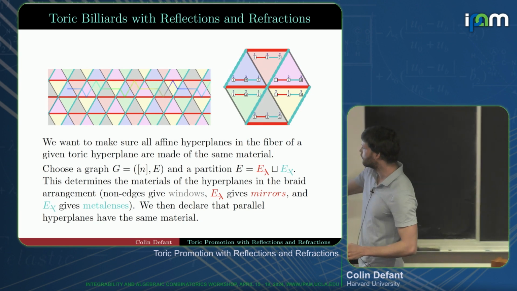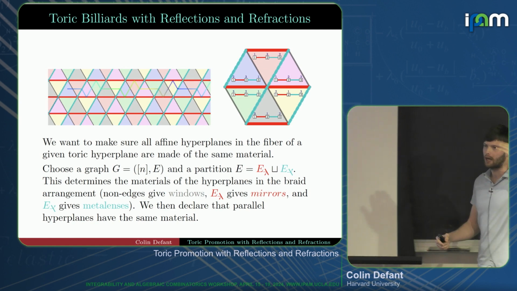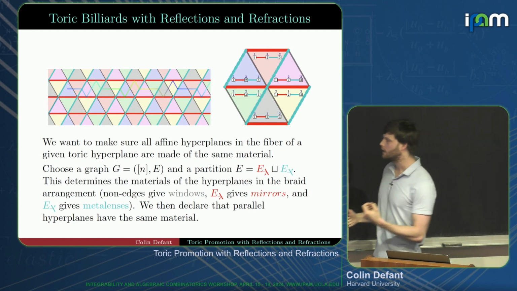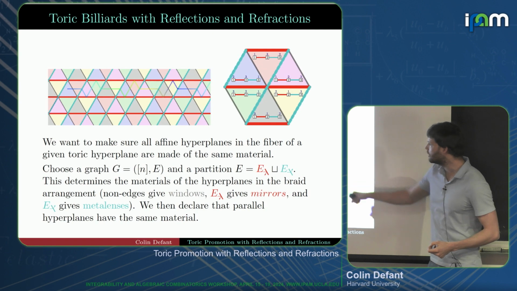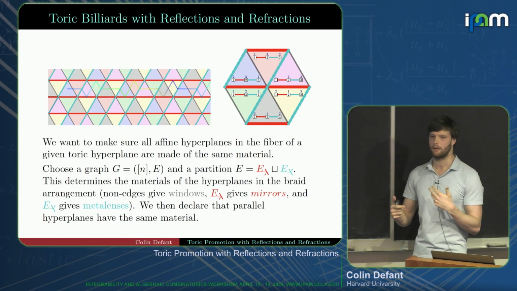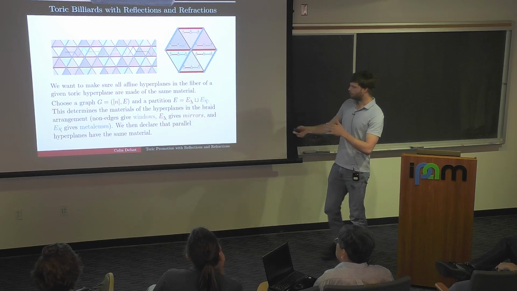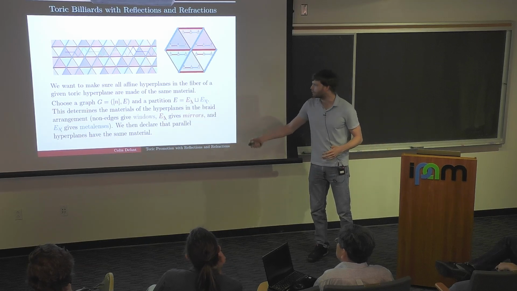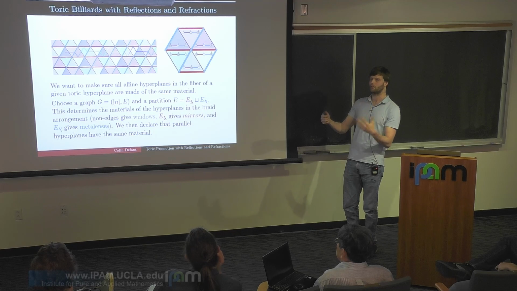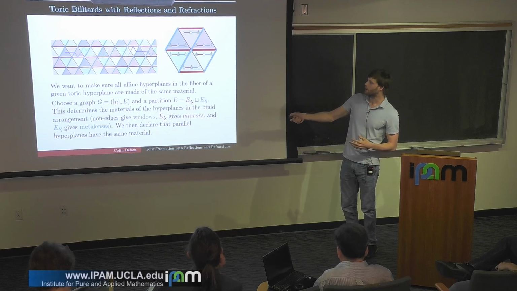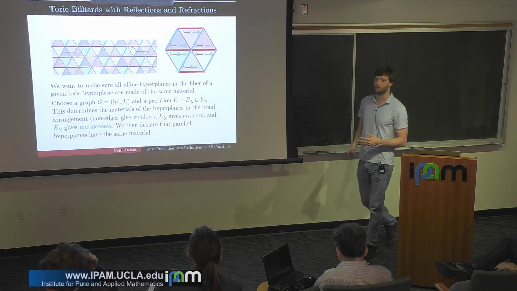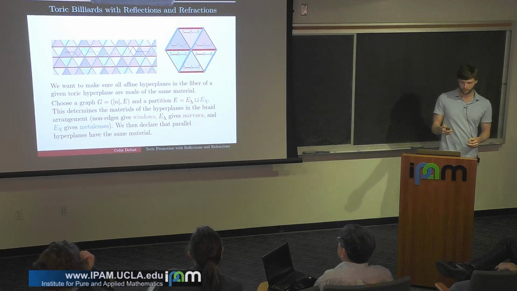And if i and j form a reflection edge, then I make the hyperplane a mirror. And if i and j form a refraction edge, then I make the hyperplane a meta lens. Okay? And then, again, because of this condition that parallel hyperplanes have the same material, this will uniquely determine the materials of all of the affine hyperplanes here, which then determines the materials of my toric hyperplanes. Okay?